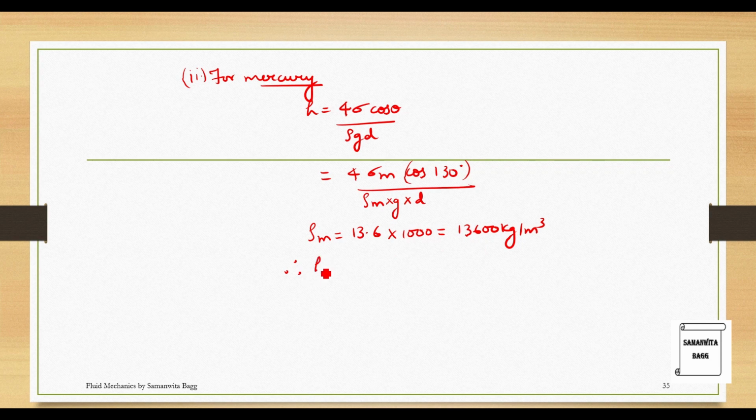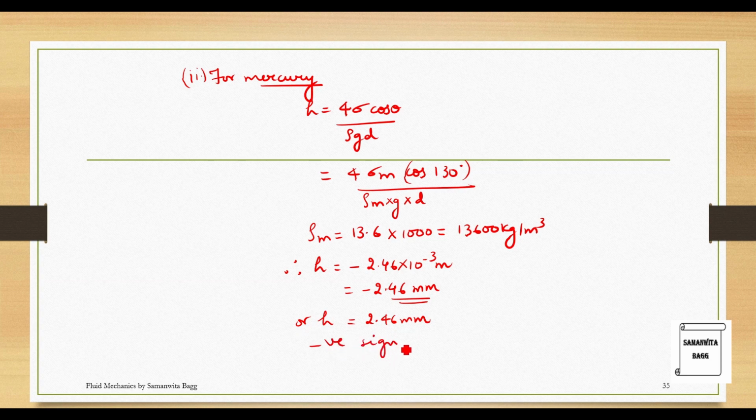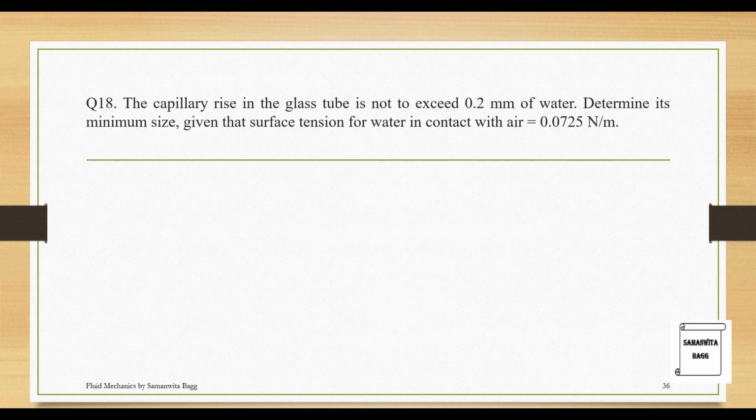So when you substitute now, you will get the value of H as minus 2.46 into 10 raised to minus 3 meter. This can also be converted as 2.46 mm. And if you want to write H in terms of a positive value, you can just say that the negative sign indicates capillary fall, or this fall value can also be written as depression.